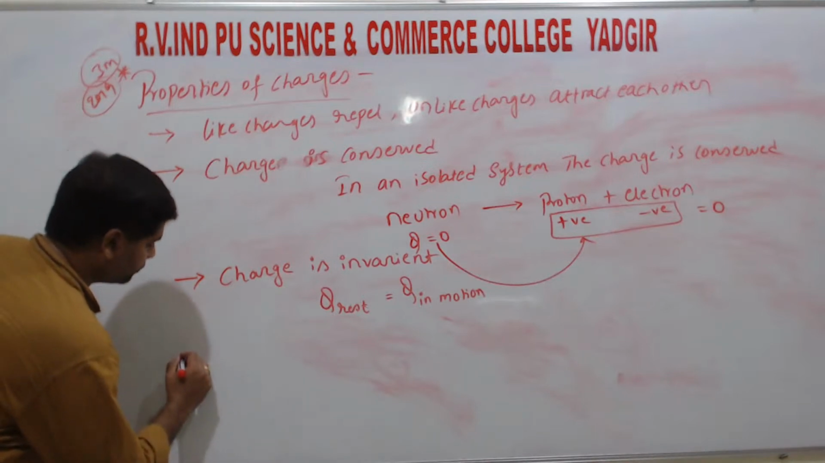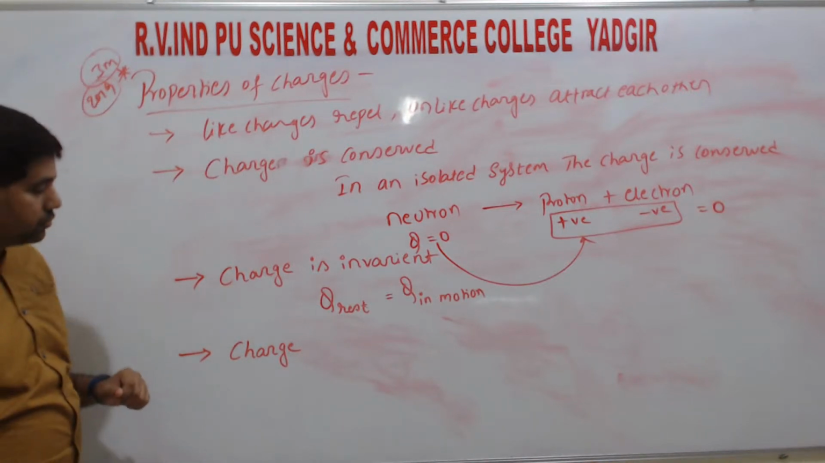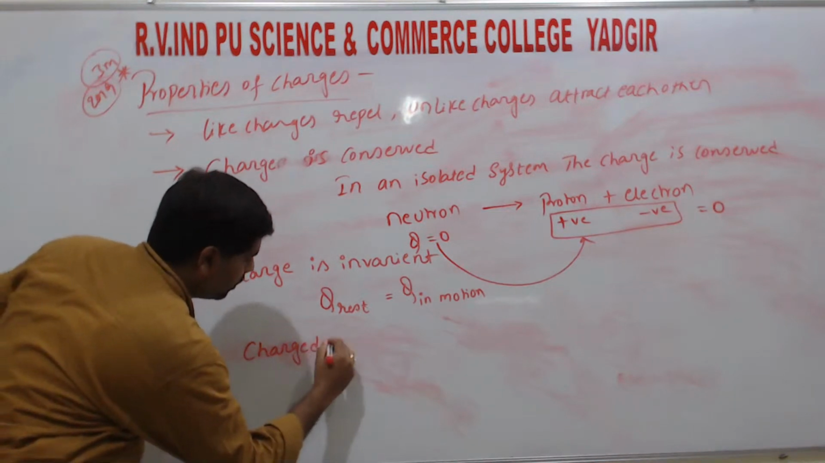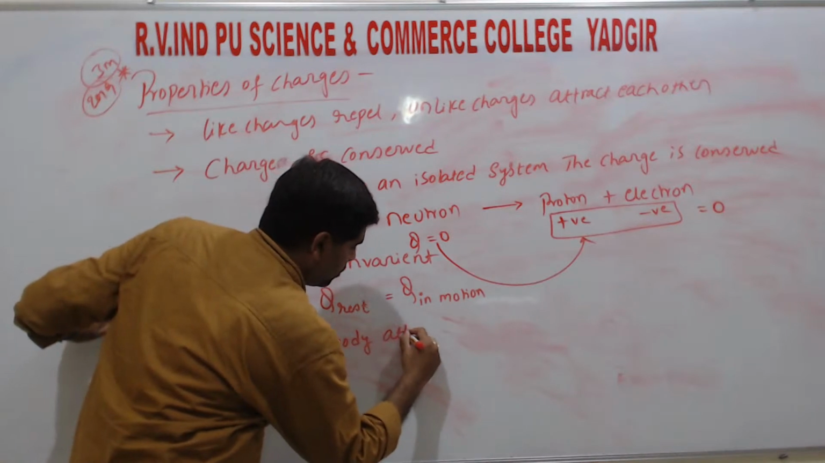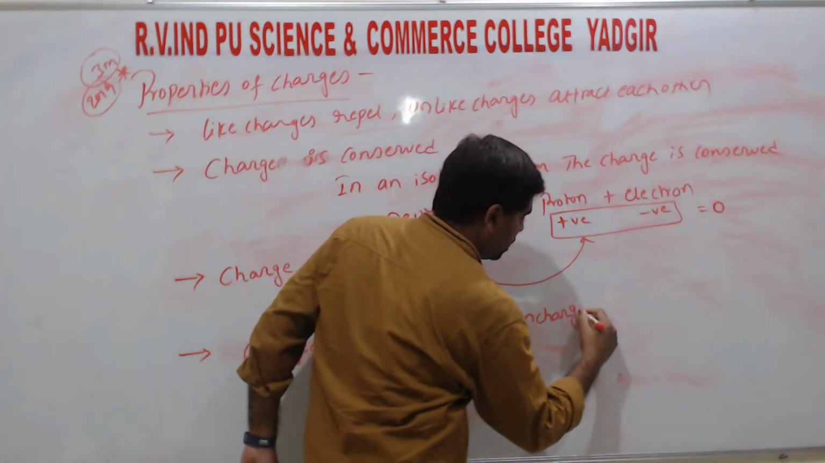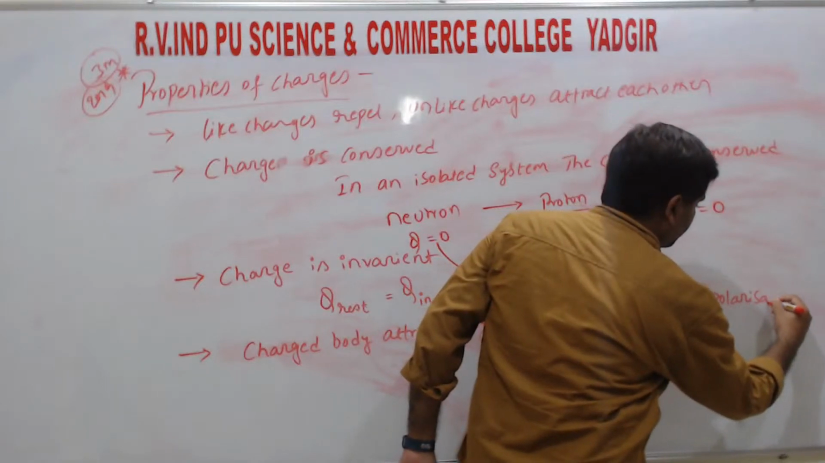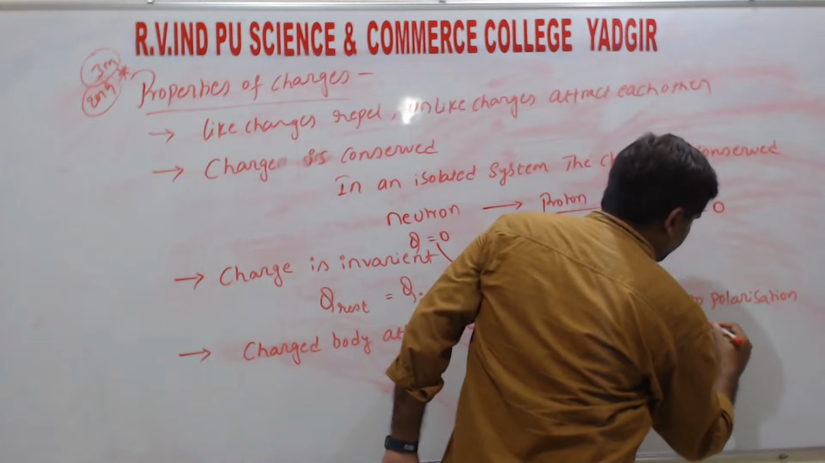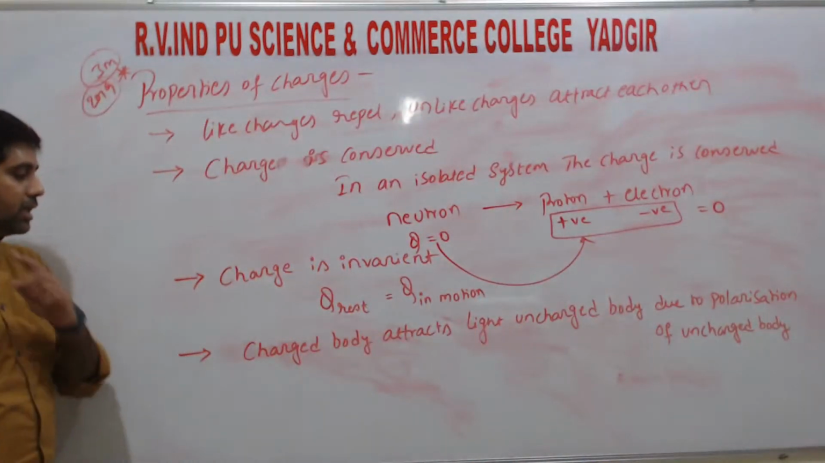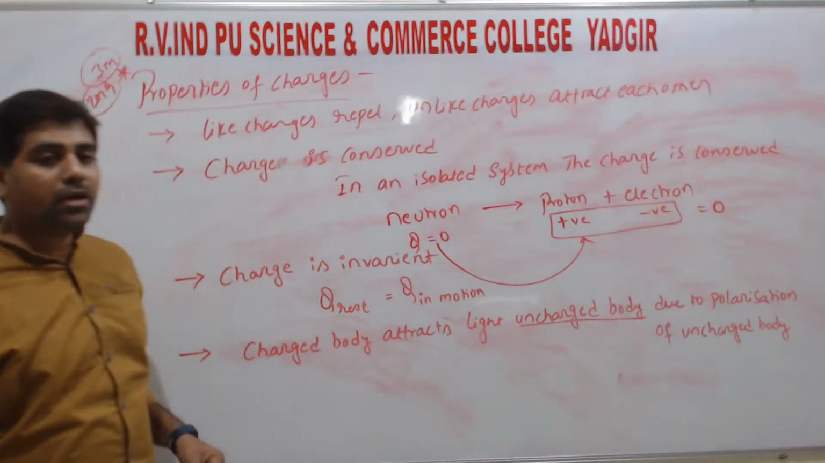So the next one is: a charged body attracts a light uncharged body due to polarization of the uncharged body, right? So this one is the fourth characteristic. That means a charged body attracts a light uncharged body. That is because of the polarization, right?